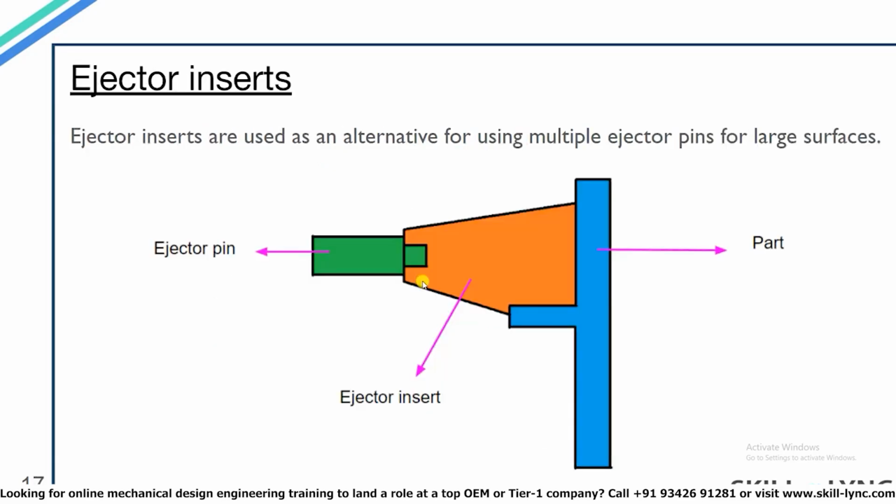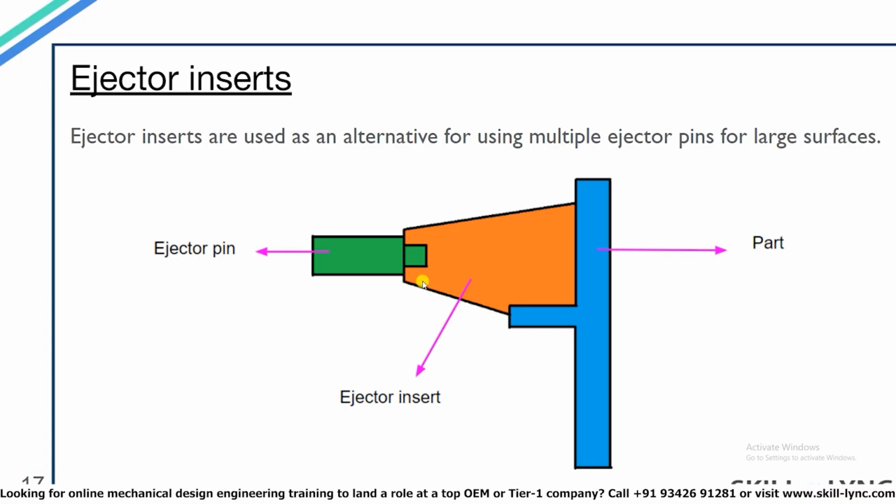Now here we have a diagram showing ejector inserts. Let us assume that we have a part with a large flat surface, let's say 500 mm or something. So in this case, instead of providing multiple ejection pins to eject the part out, we can use an ejector insert for ejection of the plate. In the given figure, you can see the cross-section view of the mold. The green part is the ejector pin, the blue part is the component which is molded, and the orange part which you see is the ejector insert.